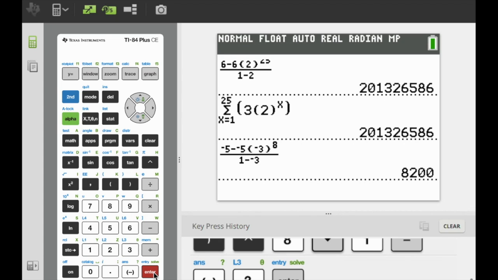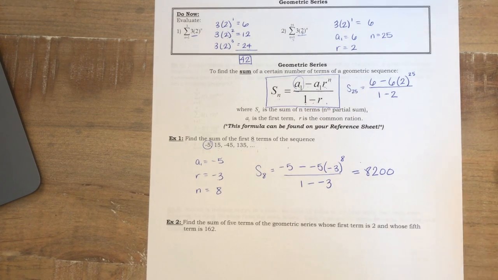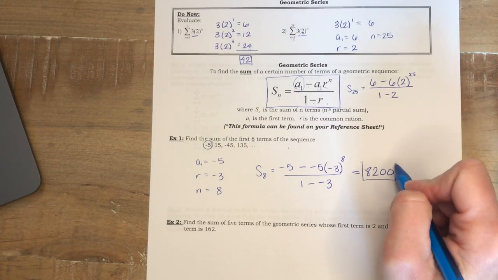Okay. So that's the sum of the first 8 terms of that sequence. And again, like I said before, you could just keep multiplying by -3, get all 8 terms, add them up, and you'll get the same thing. All right, but when you have a lot of terms to add up, that's probably not the best option. Okay, so we got our answer of 8,200.